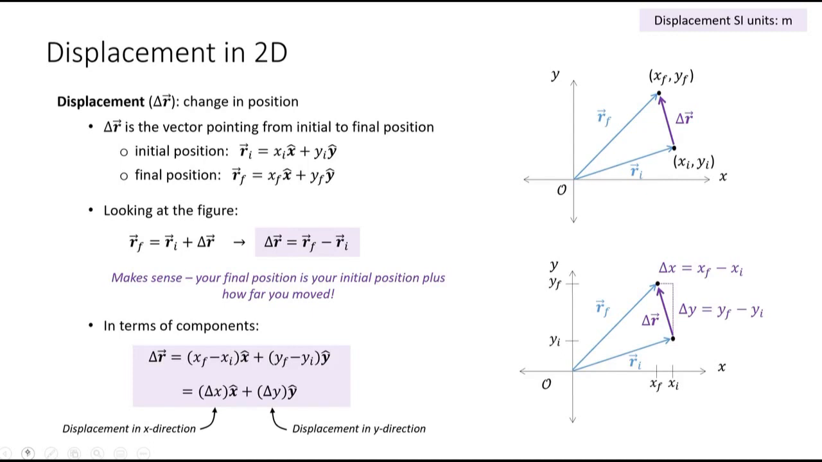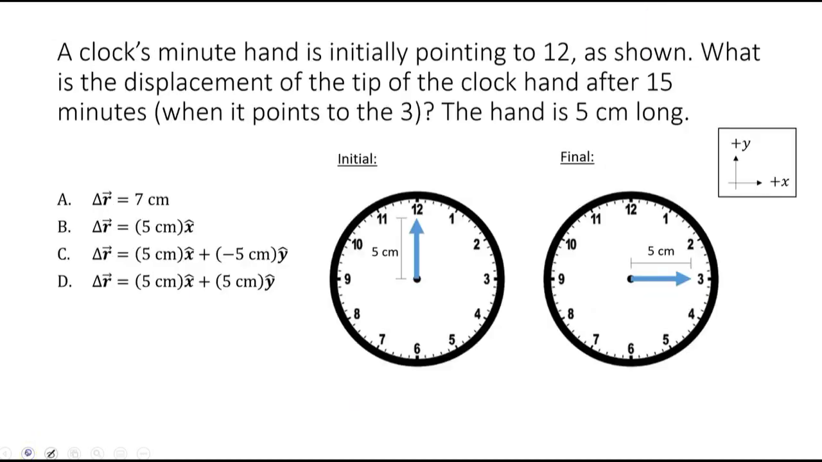Okay, so we should be starting to see a pattern here. We're going to end up writing out our vectors in terms of an x component multiplied by x hat and a y component multiplied by y hat, where those components are defined exactly like we did when we were talking about one-dimensional kinematics in chapter 1.